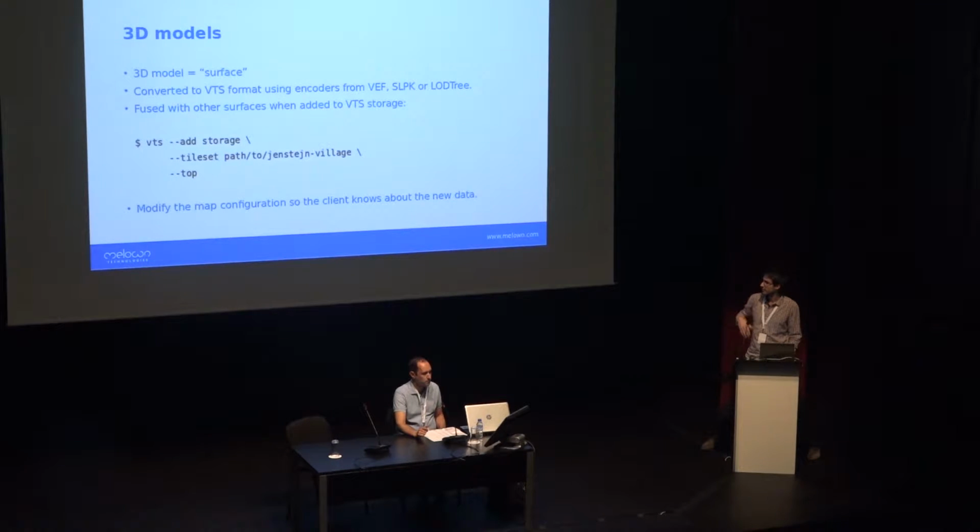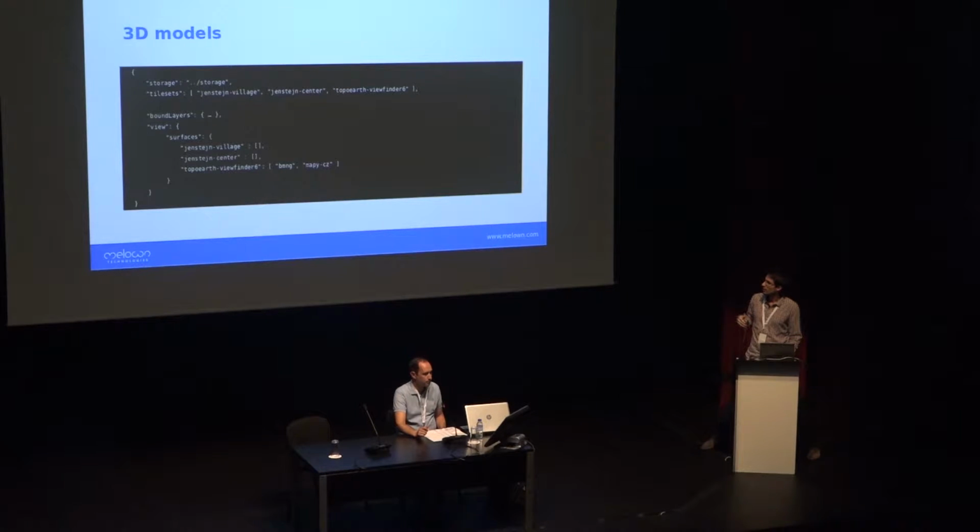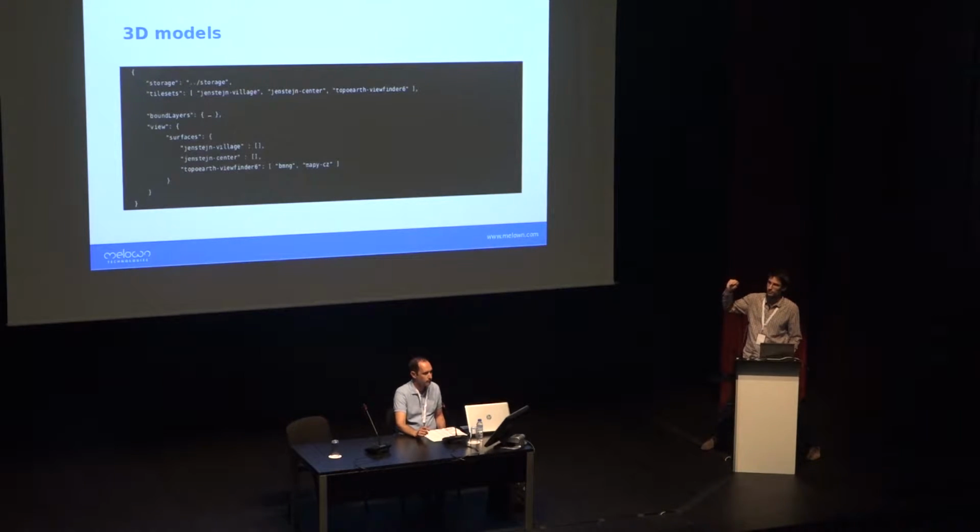We again modify the map configuration. We have to include this data set, or more precisely, we have two data sets. I've shown the command for only one, but we have two. It's the Einstein village and the Einstein center, so we pick them from storage. We want to display them, and we add them as surfaces to the view, so they will be seen.